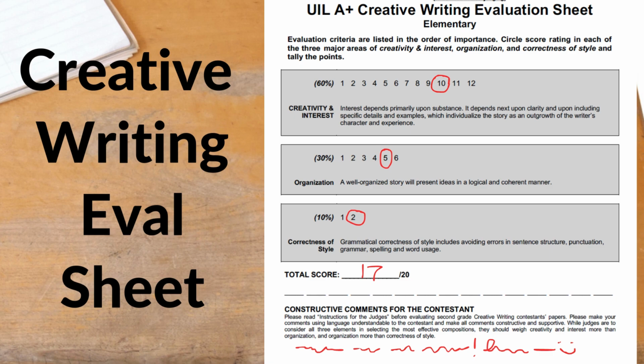This is the evaluation sheet for creative writing. When it comes to a student's score, creativity counts for 60%, organization for 30%, and correctness of style for 10%. In this contest, students can earn a maximum of 20 points. There is a small section at the bottom of the evaluation sheet for constructive comments.